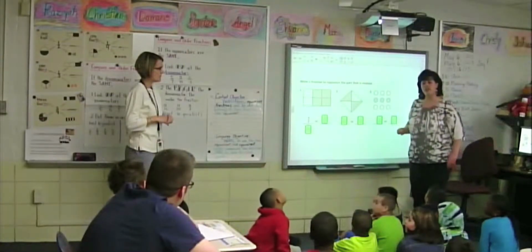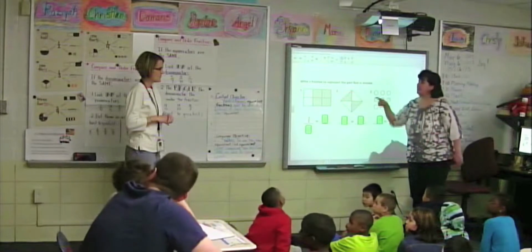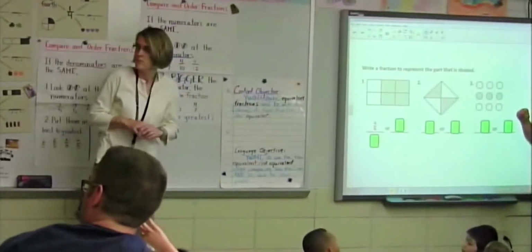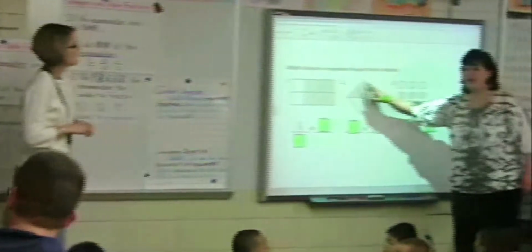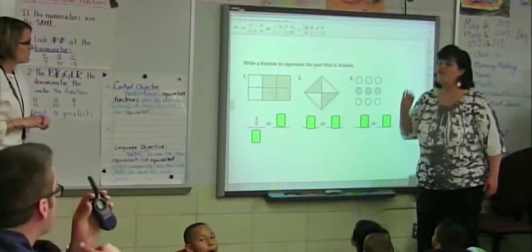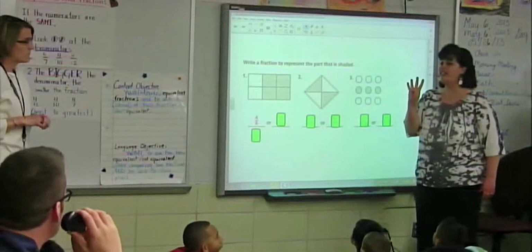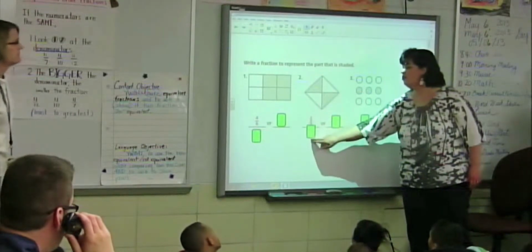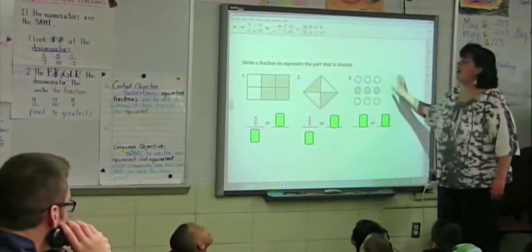Not going to talk about that second fraction yet. That second fraction is the one that we're going to meet today with our objective. Okay? This is my whole. How many equal parts do I have? 4 equal parts. That's my denominator. How many are shaded? 2. So 2 of my 4s.